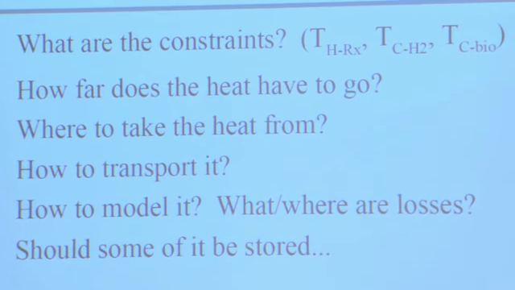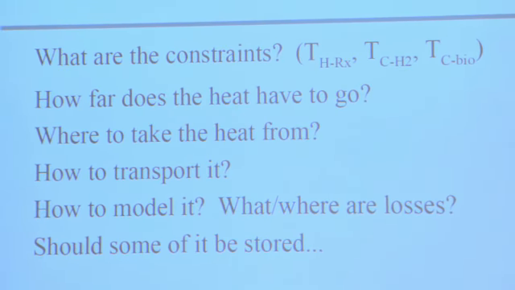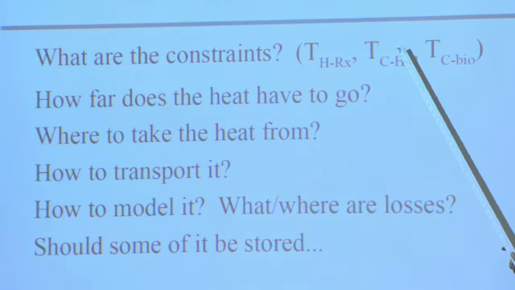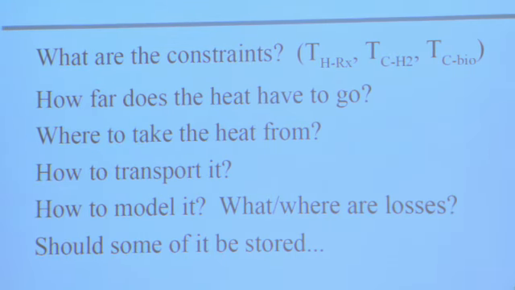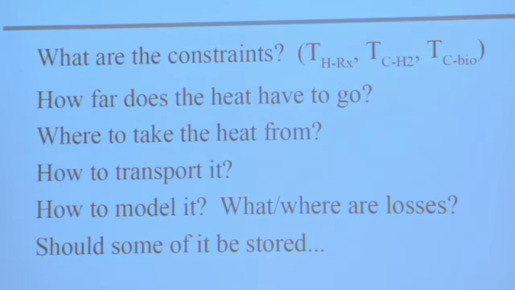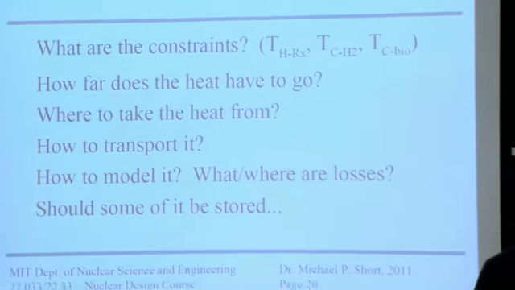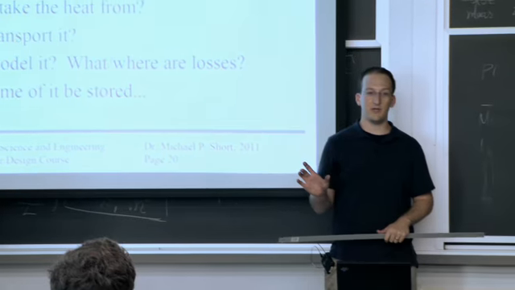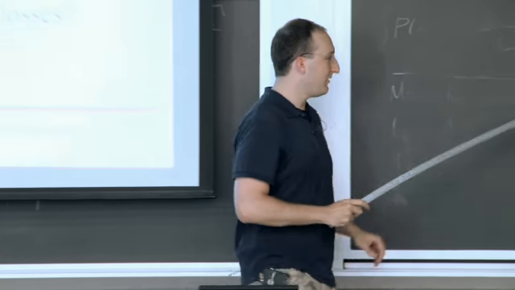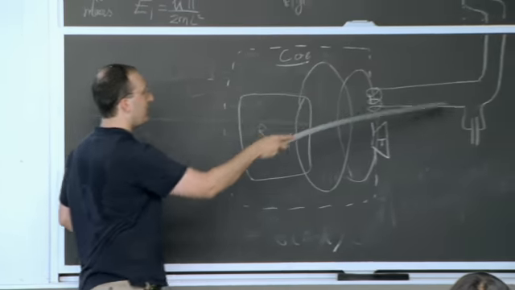So the main questions I would ask myself are, what are the constraints? What's the heat coming out of the reactor? What are the temperatures that the hydrogen and biofuels people need to produce their products? And if you can't get them, do they have to change their methods or do they have to change their outputs? So there's going to be a lot of back and forth and iteration along the line between all of the groups.